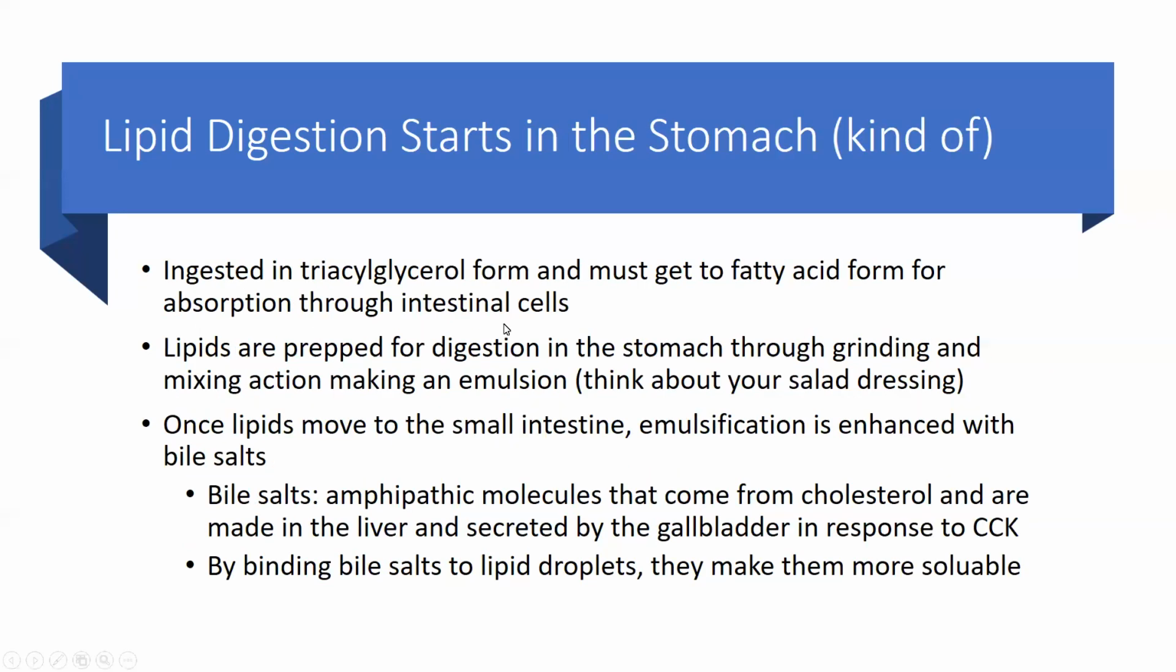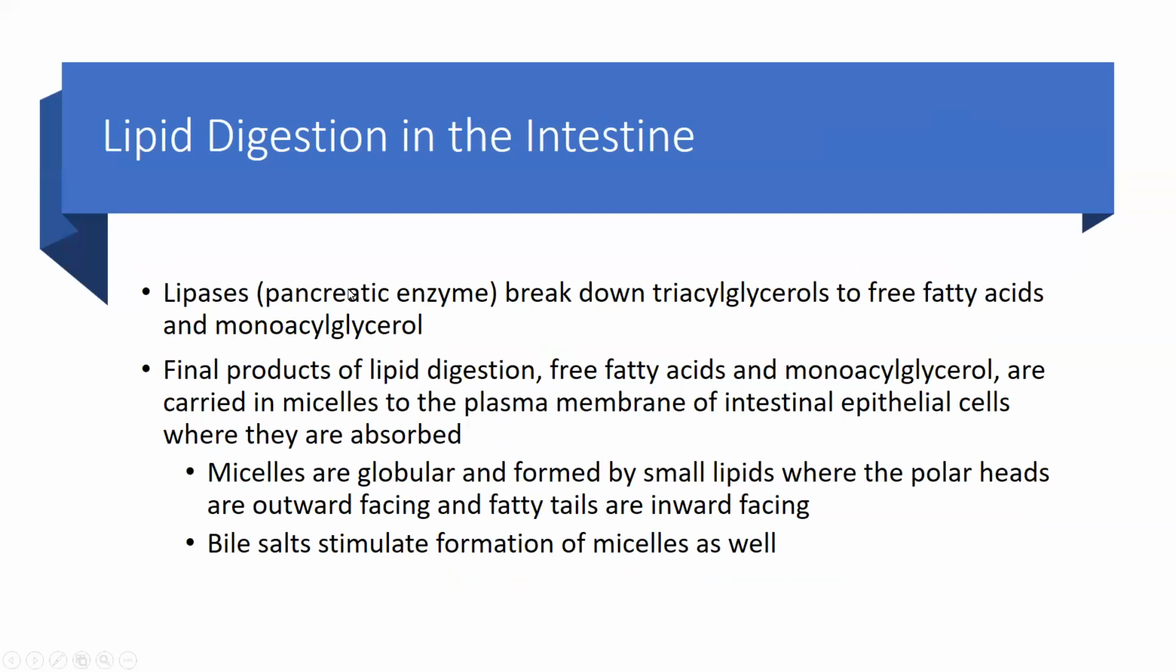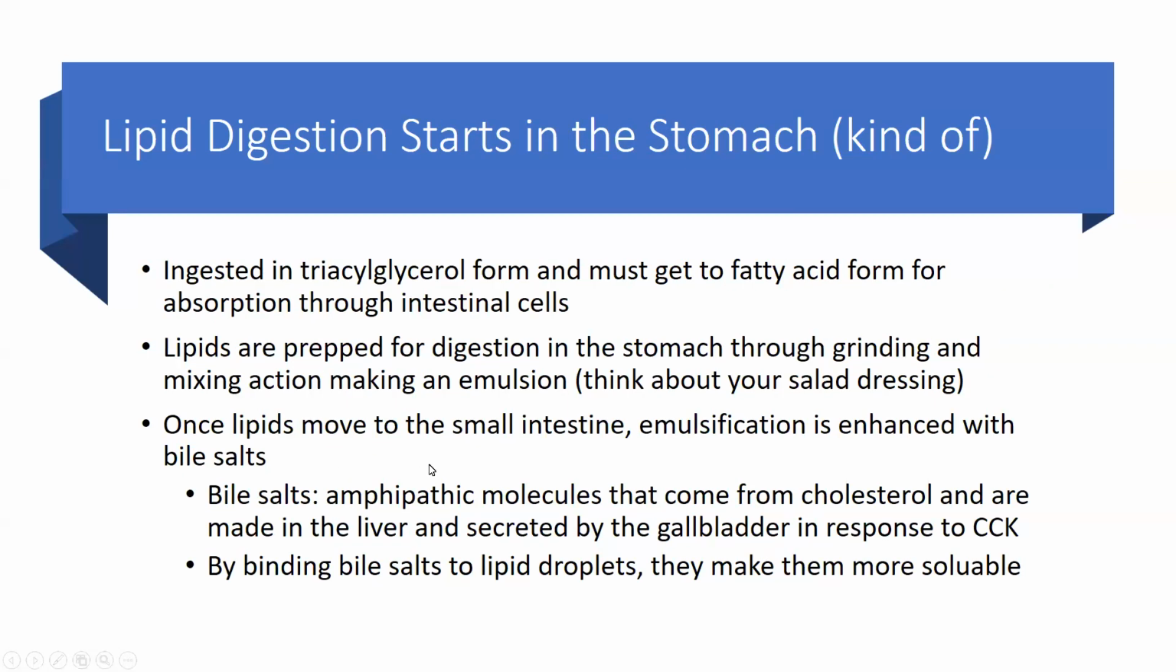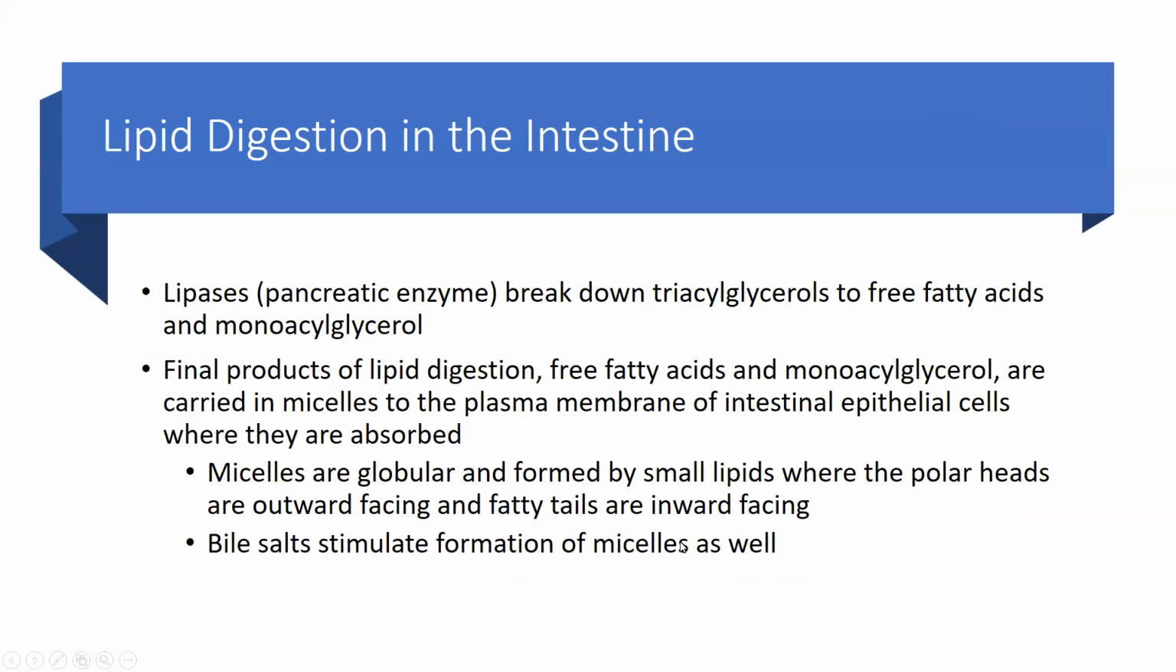Bile salts bind to them, and they make them more soluble. Then we have our lipases, which are pancreatic enzymes that break down triacylglycerols to free fatty acids and monoacylglycerol. The final products of lipid digestion are these two products themselves. They're carried in micelles, essentially carried away so that the fatty components are tucked away from the watery components of the digestive tract to the plasma membrane where they are absorbed. These are globular and formed by small lipids. The polar heads are outward, the fatty tails are inward. Bile salts themselves help to stimulate micelle formation.